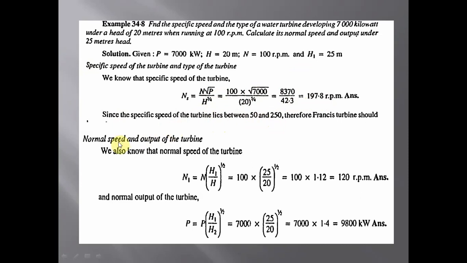Okay. Now the normal speed and output of the turbine. The normal speed of the turbine N1 = N × (H1/H)^(1/2), that is 100 × (25/20)^(1/2), that is 100 × 1.1, that is 110 rpm. And the normal output of the turbine P1 = P × (H1/H)^(3/2), that is 7000 × (25/20)^(3/2), that is 7000 × 1.4, that is 9800 kilowatt. Thank you.